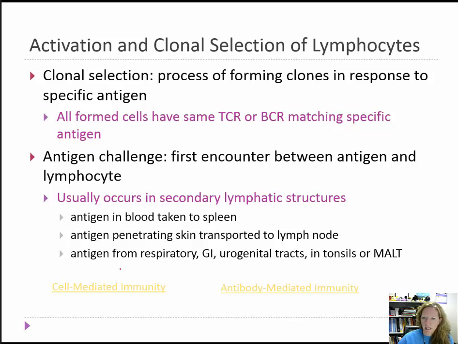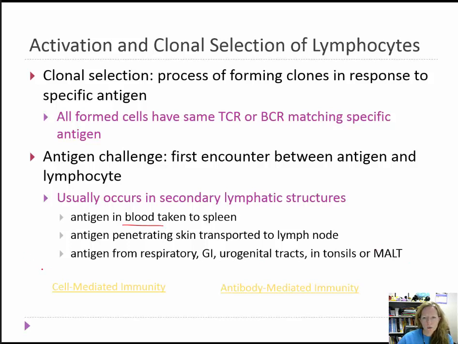So this covers where that challenge usually occurs, which I already said is in the secondary lymphatic structures. Again, sometimes it's in the blood, if it's taken to the spleen. If it penetrated the skin, it goes to the lymph nodes. Any antigens from the respiratory tract, GI tract, or urogenital tract usually go to the tonsils and MALT.